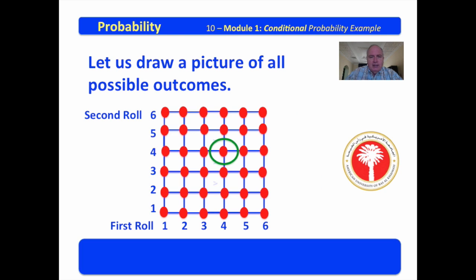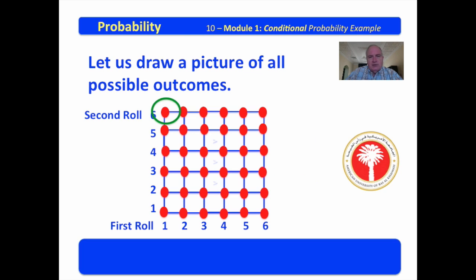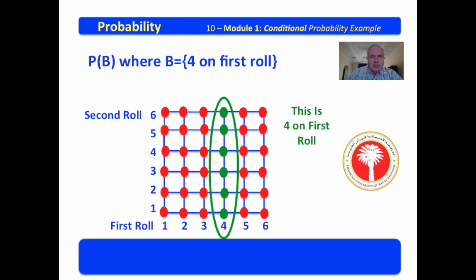For example, if we randomly select one of these, that dot has a first roll of 4 and a second roll of 4. If we select another dot, that dot has a first roll of 6 and a second roll of 3. So here's the third one. We select this dot. Its first roll is 1 and its second roll is 6. So, we've got this kind of lined out. This picture illustrates all possible rolls of the dice.